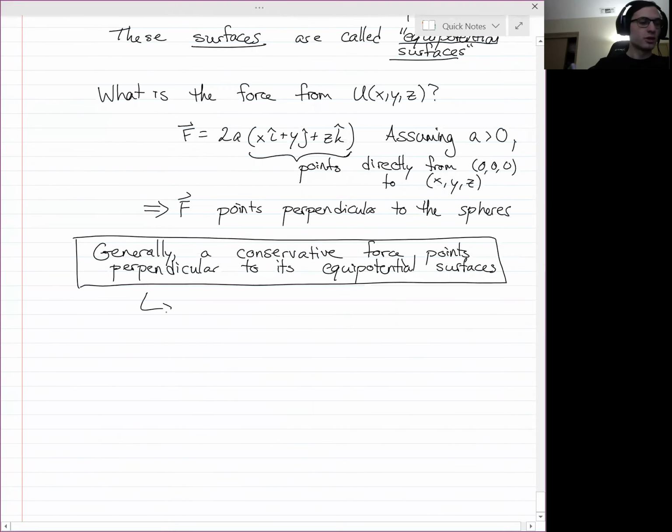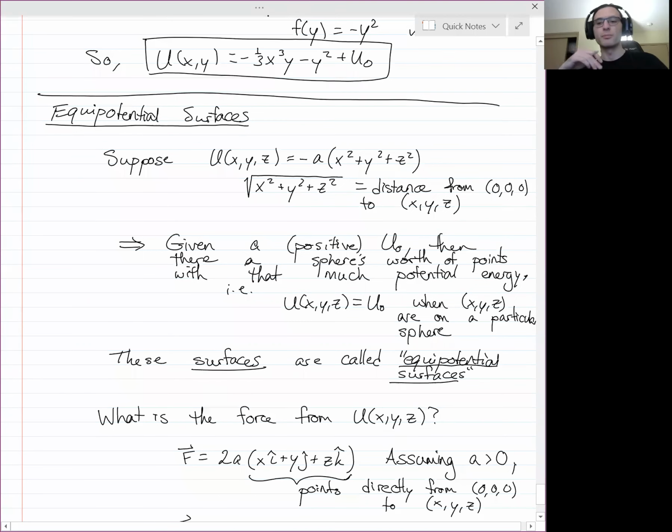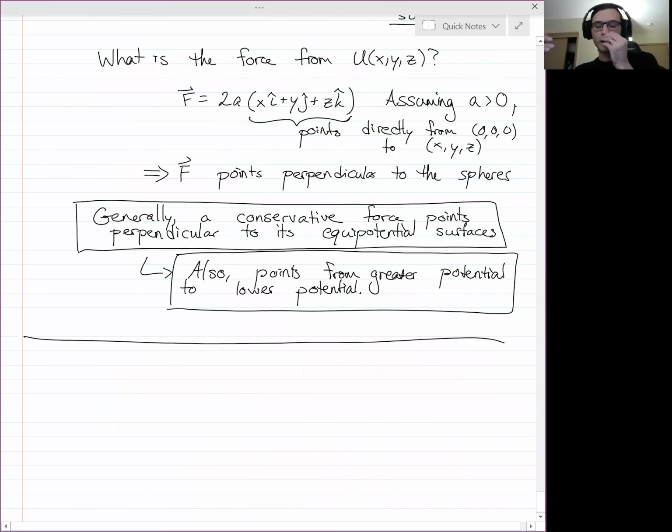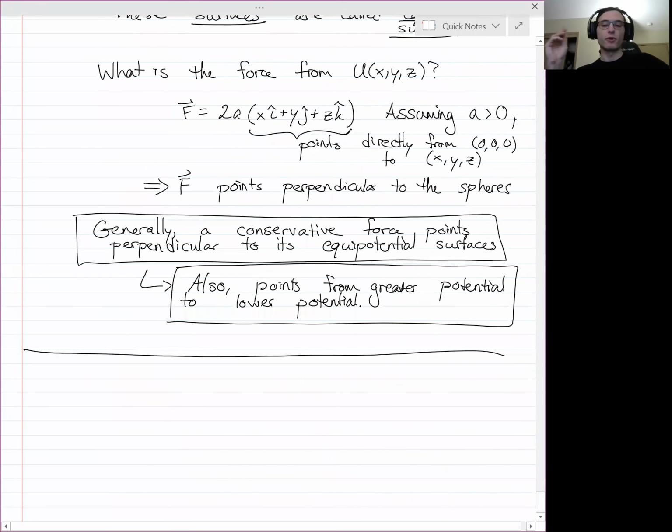Now, wait, does PE decrease moving out? Yes, it does, because look at this function here. If you had some x, y, and z value, and then you increased all of them, that would increase everything, except you have a negative sign in front, so it actually decreases everything. So when you get further away from the origin, your potential energy decreases. Now that's not true for every potential energy function. That's just true for this one, because I put the negative sign there. But it is always true that forces point towards decreasing potential energy.